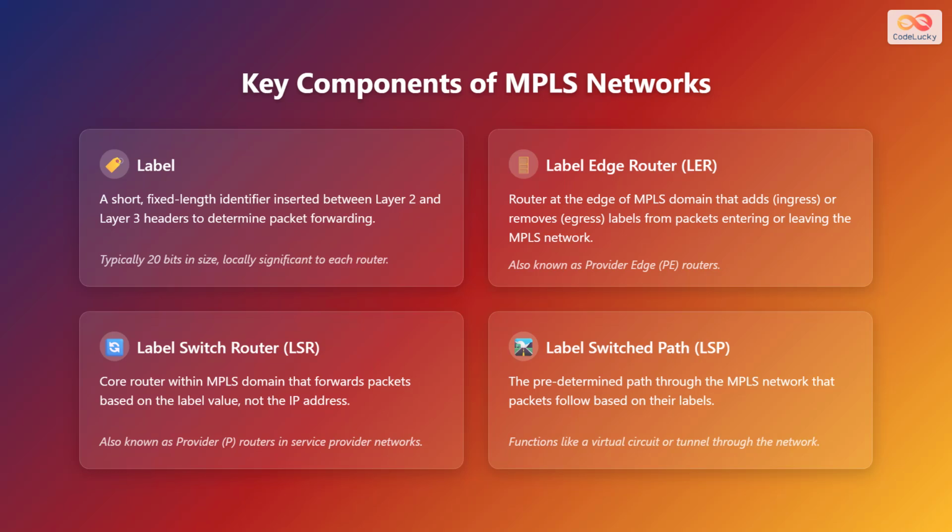Let's explore the key components that make up an MPLS network. The first component is the label. A label is a short, fixed-length identifier that is inserted between the Layer 2 and Layer 3 headers. It determines how packets are forwarded through the network. The label size is typically 20 bits and is locally significant to each router.